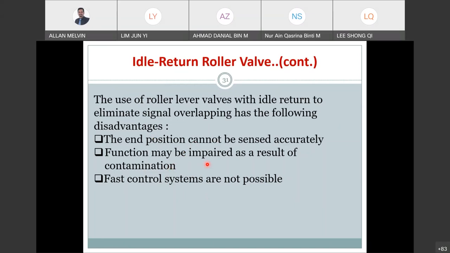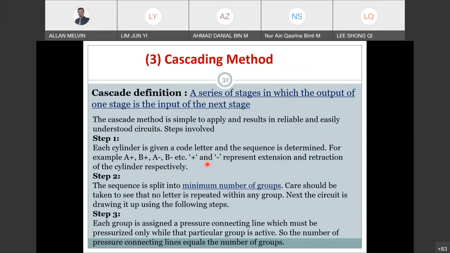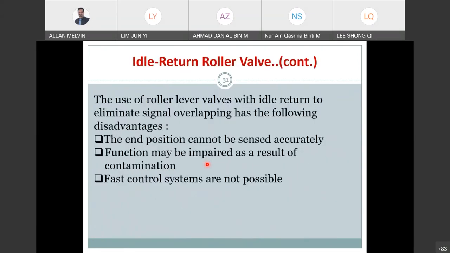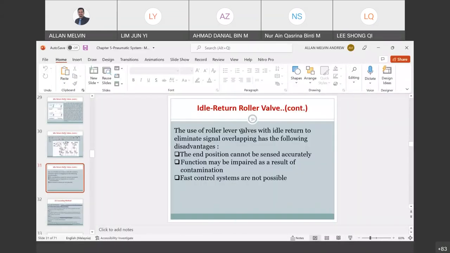Any questions? Cascading I am not touching today. This slide is only until here. So any questions? Please ask. We have 30 minutes left. No questions.